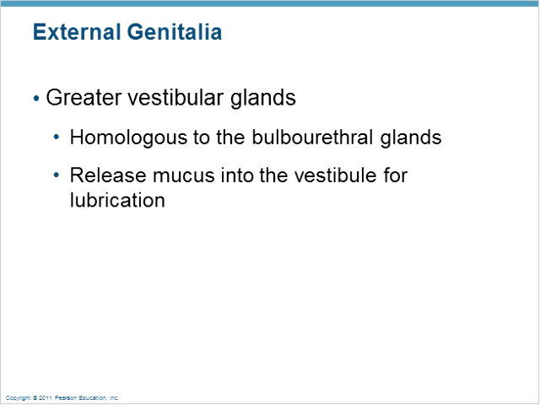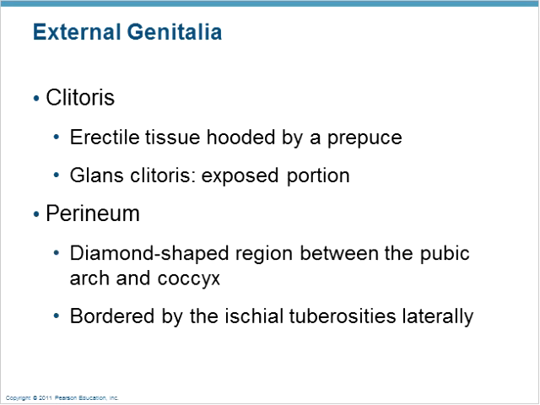The greater vestibular glands are homologous to the bulbourethral glands in the male. They release mucus in the vestibule for lubrication. The clitoris, or clitoris, both pronunciations are correct, is erectile tissue which is hooded by that little hooded area called the prepuce. The glans clitoris is the exposed portion. The perineum is a diamond-shaped region between the pubic arch and the coccyx, and it's bordered by the ischial tuberosities laterally.